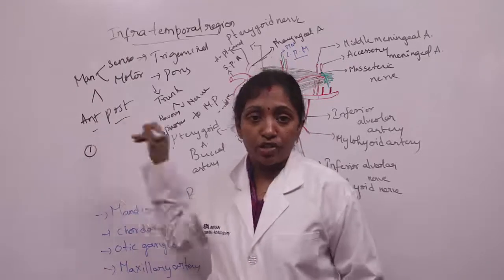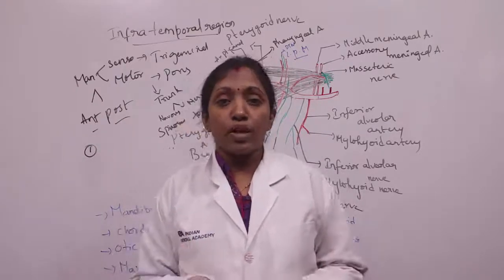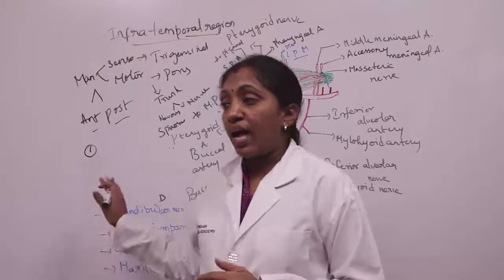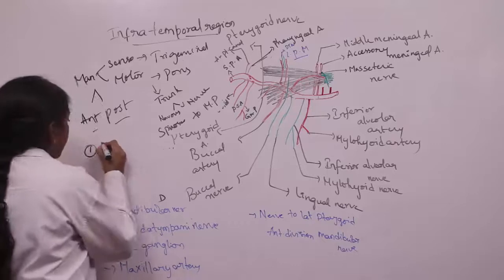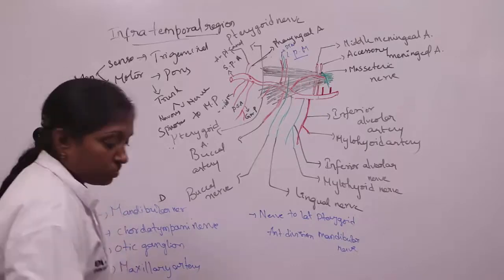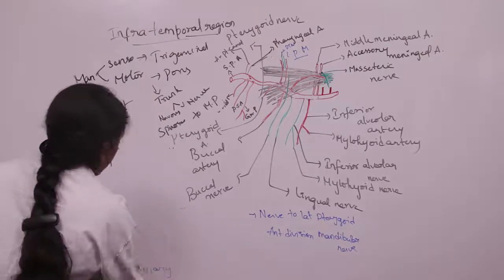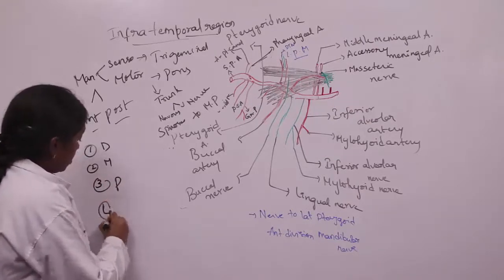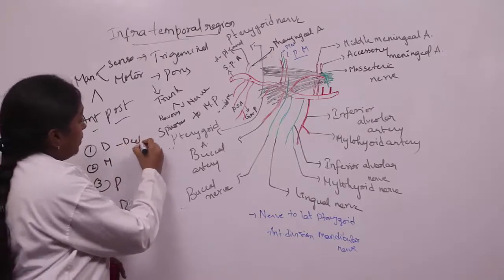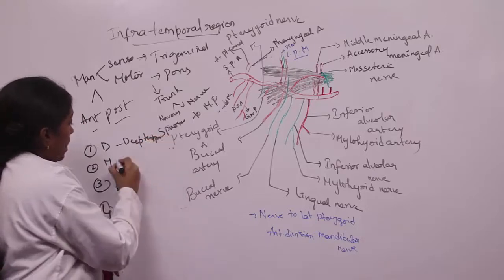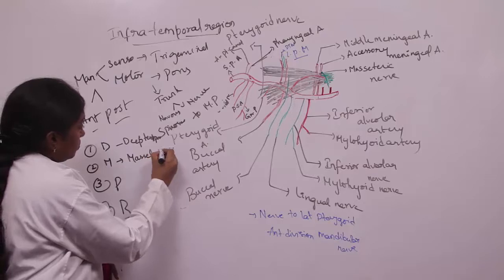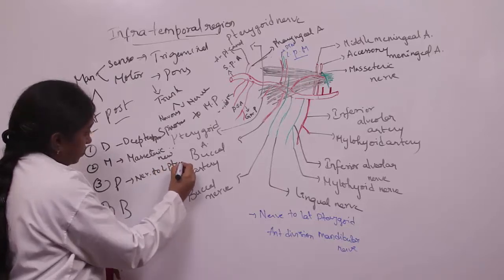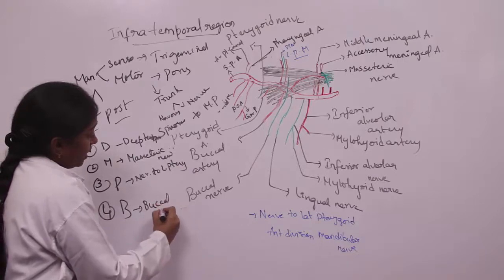And coming to the anterior division and posterior division of the mandibular nerve, the anterior division is mostly motor and a small part is sensory, and the posterior division is mostly sensory and a small part is motor. So coming to the anterior division of the mandibular nerve, the branches are D, M, P, B. D stands for deep temporal. M stands for masseteric nerve. P stands for nerve to lateral pterygoid, and B stands for buccal nerve.